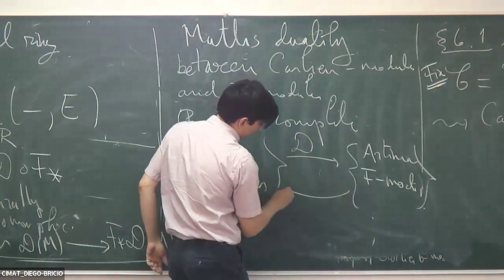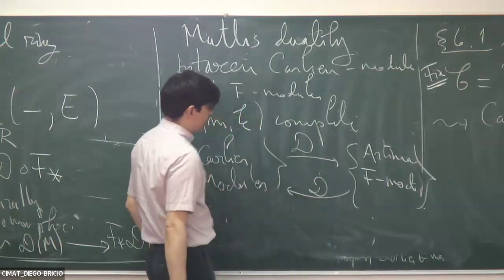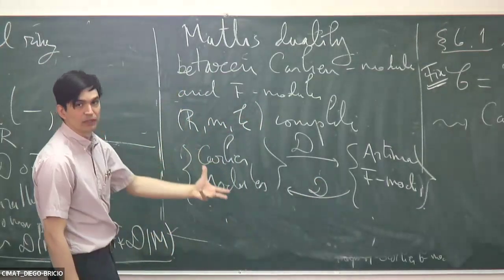So you have D, you can come back. And this is an anti-equivalence of categories.